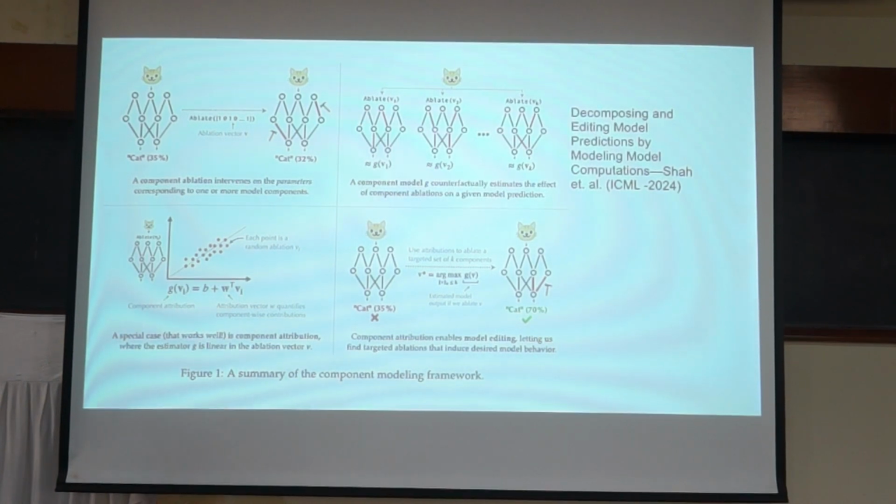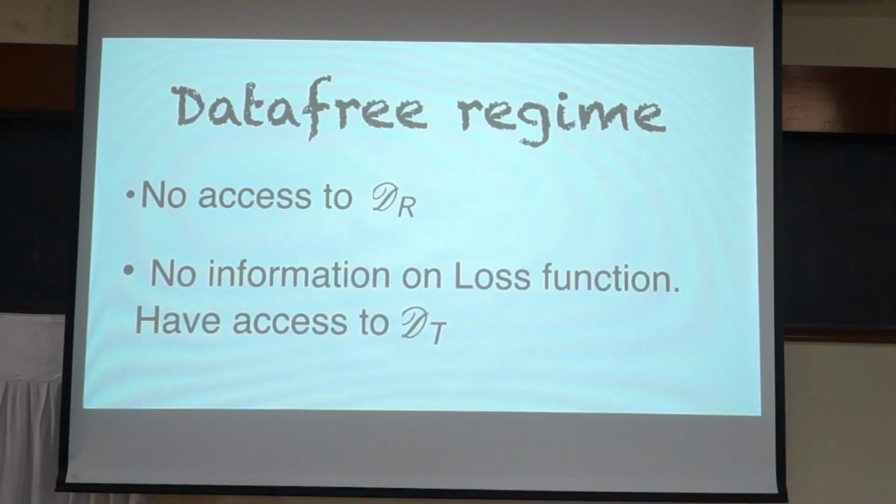Now, as you see, it is critical for their algorithm to have access to the whole data set, right? The Dr. Now we want to do the same thing in a data-free regime, right? So no access to Dr for us. I do not have information on how you have trained it, which data set you have trained on. So that changes the game significantly, right? Also, I don't have information on the loss function which you used, right? However, I have access to Dt, of course.